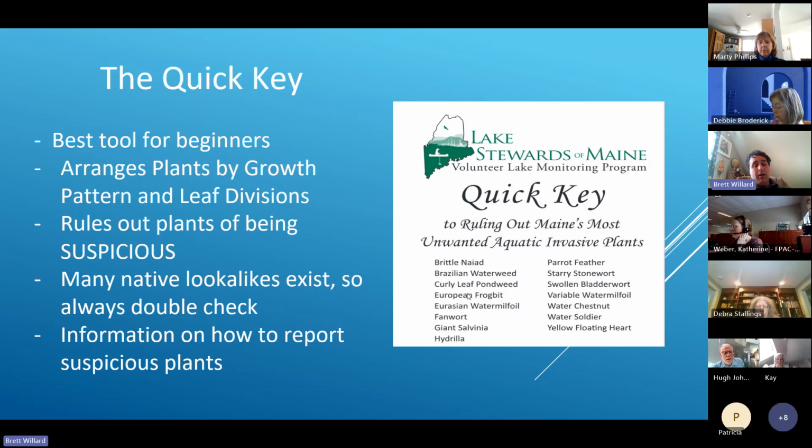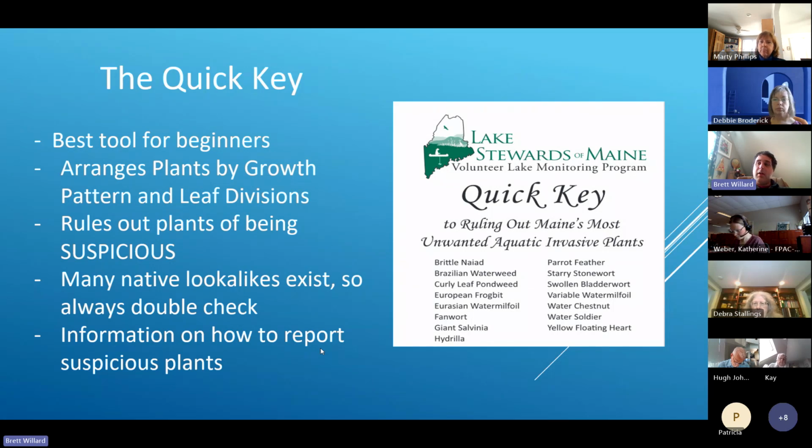So a lot of our invasives have very tricky native lookalikes, but using this key can help you key in and look for those differences and give you information on how to report a suspicious plant. And Casey has a link that she'll share, if you're not familiar with this, that everybody can take a look at. The link is in the chat. Thank you, Casey. You're welcome. We also have these for download on our website, and we sell waterproof copies as well.